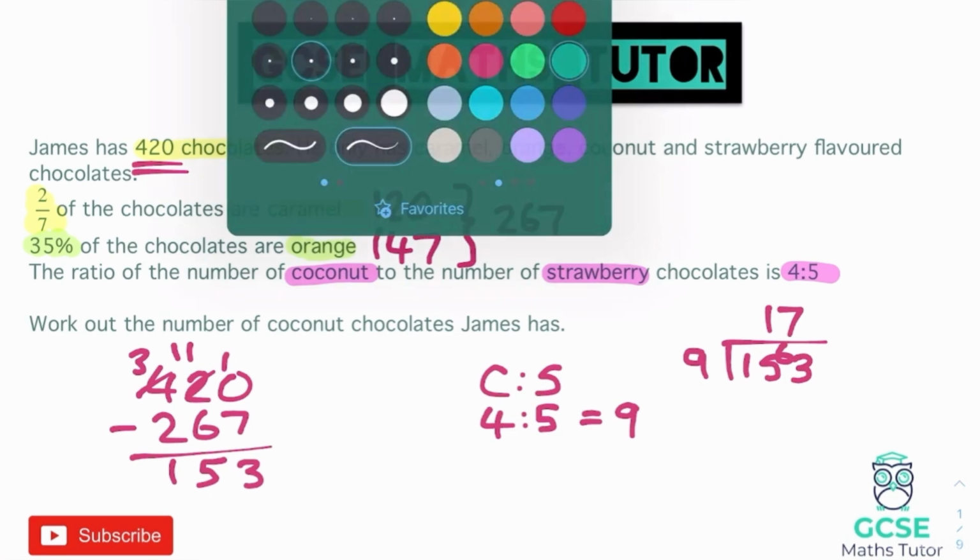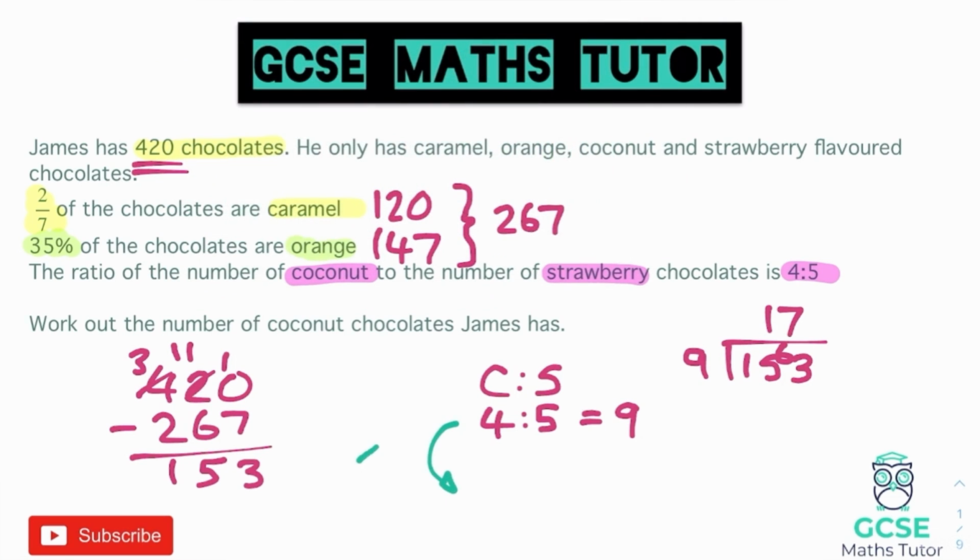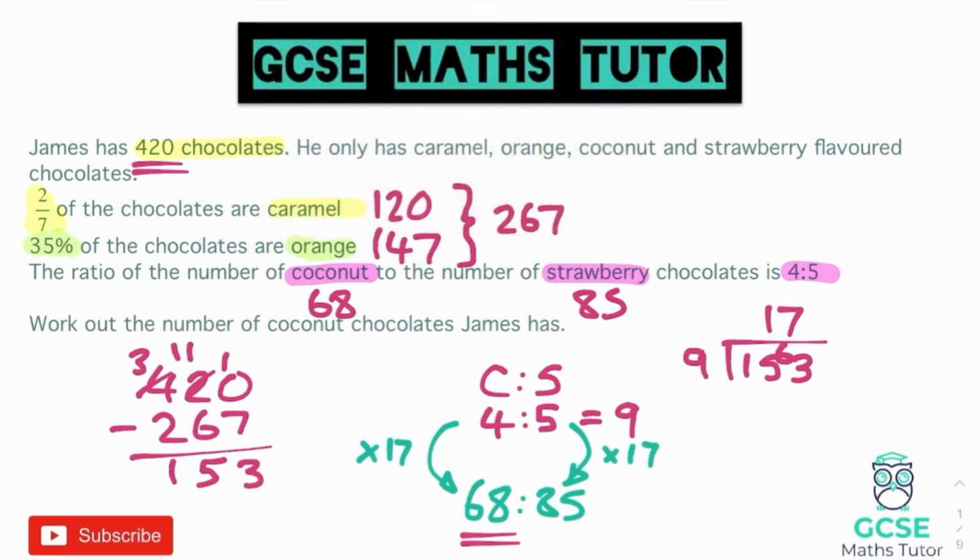So with our ratio, in order to turn these into the actual amount of sweets, we need to multiply them both by 17. So we can do 4 times 17, and you can just multiply that to the side or add them up using column addition, but that is going to equal 68. And if you do 5 times 17, that's going to equal 85. So there we go, that is all of our amounts. If we apply that back to the question, underneath coconut we've got 68, and underneath strawberry we have 85. Now the question only said work out the number of coconut chocolates that James has, so for our final answer we would say 68, as that was the amount of coconut that we had after we worked out that ratio. So there we go, there was a lot going on in that question.